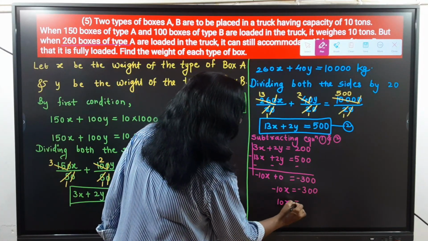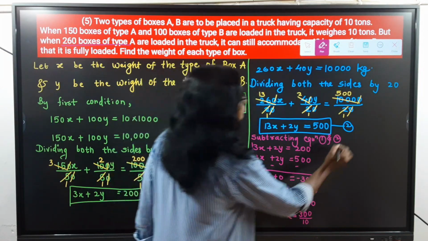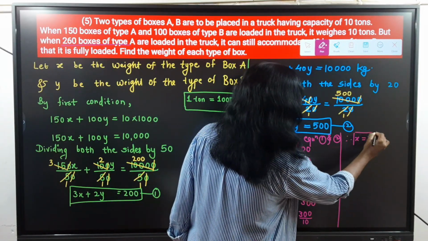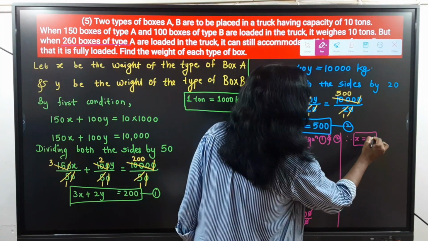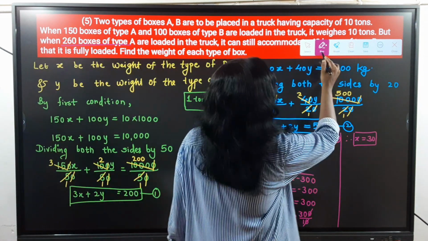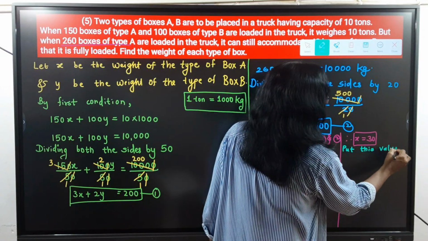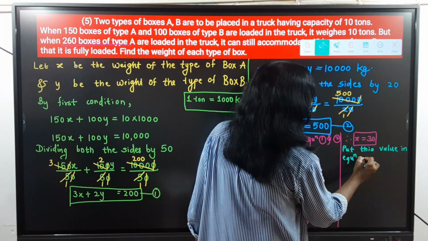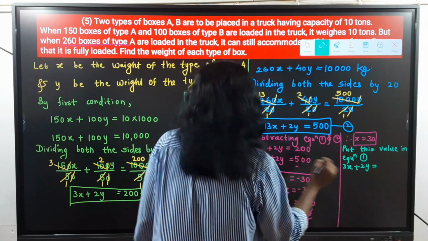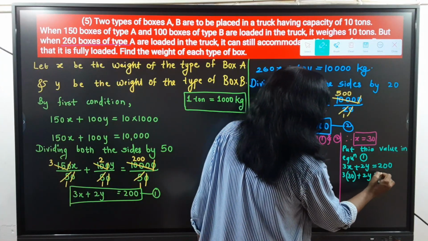Therefore minus 10x is equal to minus 300. So 10x is equal to 300. Therefore x is equal to 300 upon 10. Therefore x is equal to 30, this 0, 0 will cancel. Then put this value in equation 1. So equation 1 is 3x plus 2y is equal to 200. Therefore 3 multiply 30 plus 2y is equal to 200.